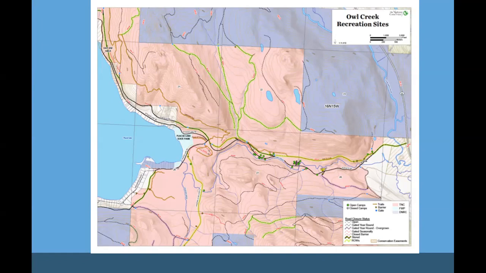We seasonally put porta potties out there to deal with the human waste management issue that Owl Creek itself was having. So we have between 2 and 5 porta potties out on the ground there seasonally, depending upon the time of year. And then we do have them signed with our regulations.